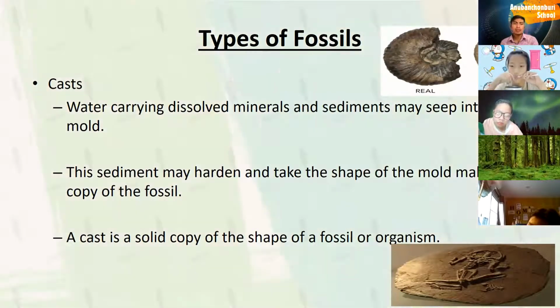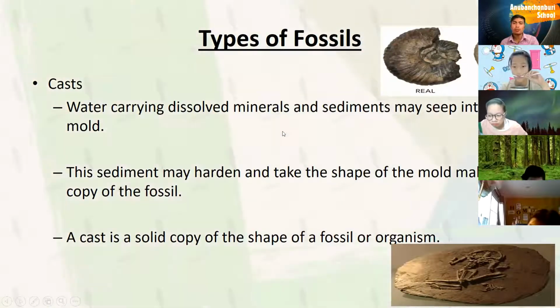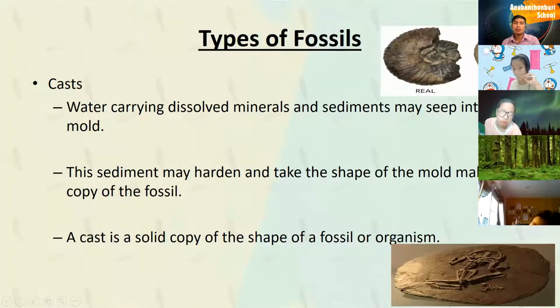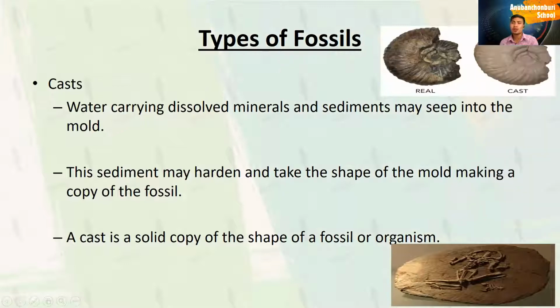A cast forms when water carrying dissolved minerals and sediments seeps into the mold, and this sediment may harden and take the shape. Okay, so it's the opposite of a mold. There is no hole here. There is no empty space. Instead of empty space, it will take its shape like the one that you can see, taking the shape of the mold, making a copy of the fossil. A cast is a solid copy of the shape of a fossil or organism, but this one is not the real shell. This one is not the real bone.